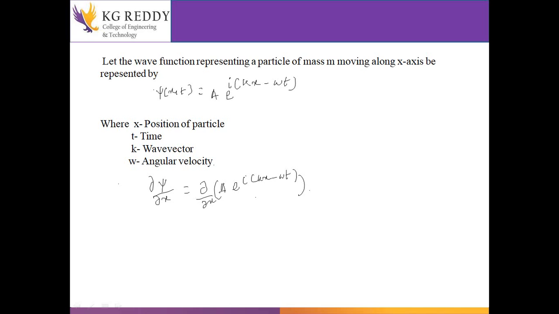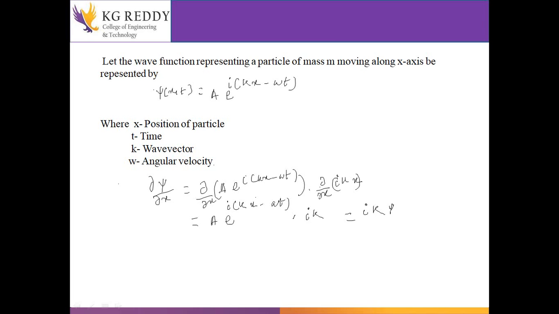Then we have to differentiate i k x, del by del x of i k x. We will get e to the power i(kx minus omega t) into the derivative of this: ik is constant, del x by del x is 1, so ik. Here ik is constant, and a e to the power i(kx minus omega t) is psi. We get del psi by del x equal to ik psi.